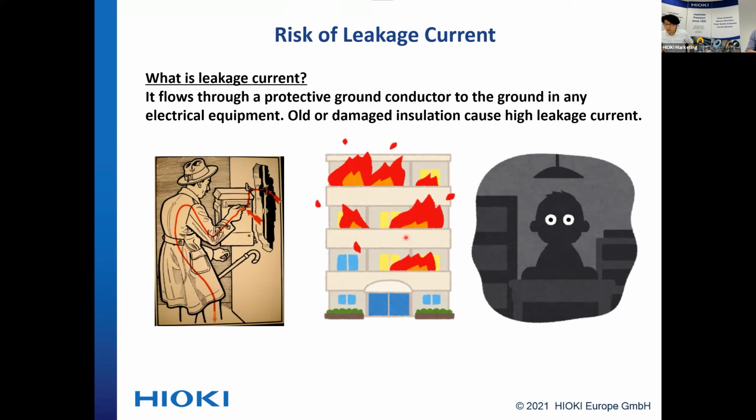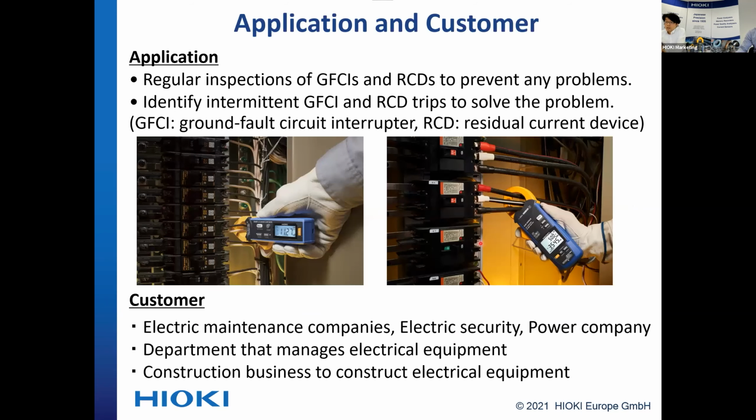fire. To prevent this case, there may be an earth leakage breaker that interrupts the leakage current. However, a breaker trip causes a power outage, so it is also a big issue for customers. The customer's goal is to avoid problems caused by leakage current through regular inspection. And it's important to identify the cause of the leakage current as well.